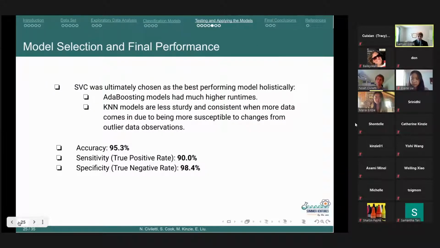After taking in various criteria, we decided to choose a support vector classifier as our final model. This is because it had a shorter runtime compared to ADA boosting, and also was less susceptible to future outliers compared to the KNN model. Our final model had an accuracy of 95.3%, a sensitivity of 90%, and a specificity of 98.4%.